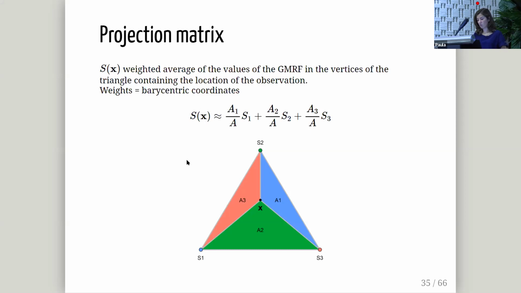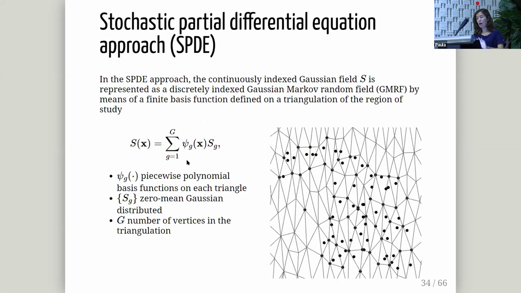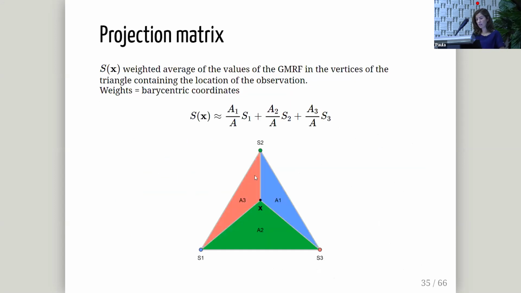And this is how SPDE works. It approximates the continuous process by a discrete process using this triangulation, and then it computes the value of the process at each of the locations using a weighted average of the value of the process at the vertices of the triangle.